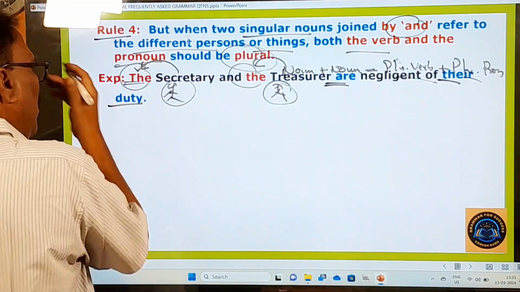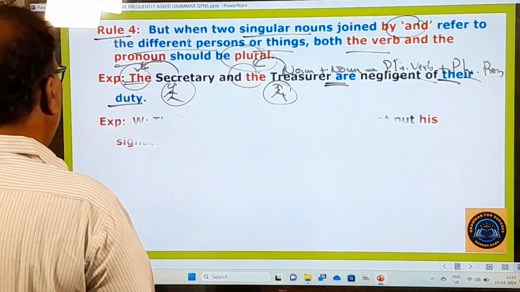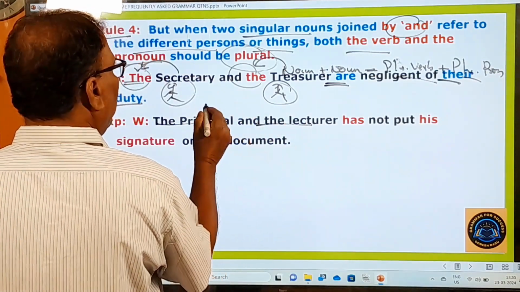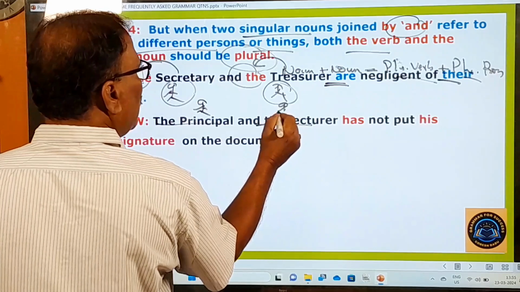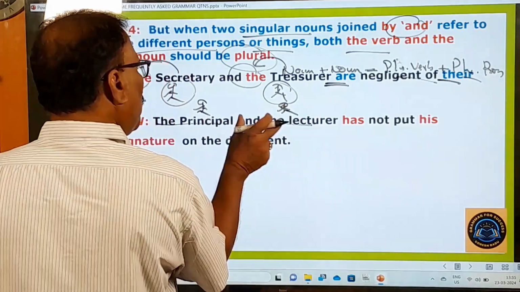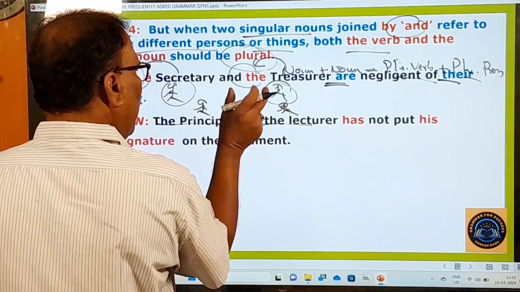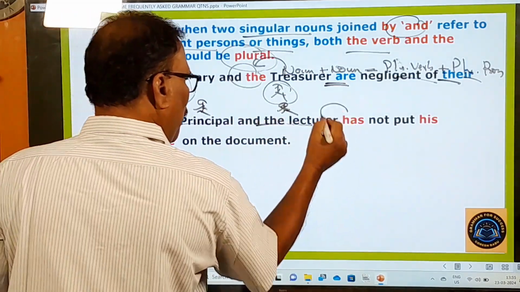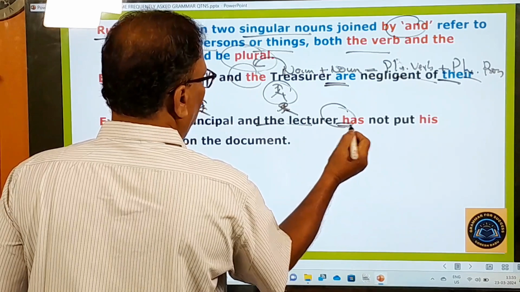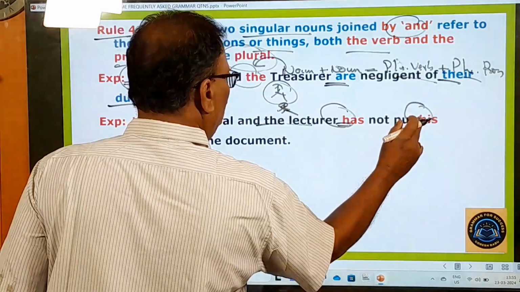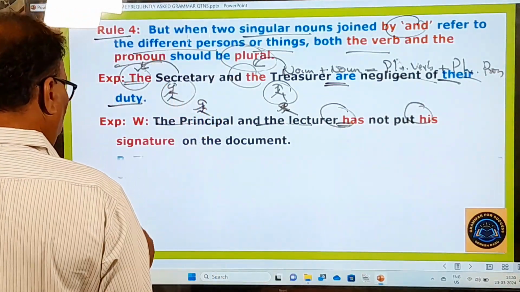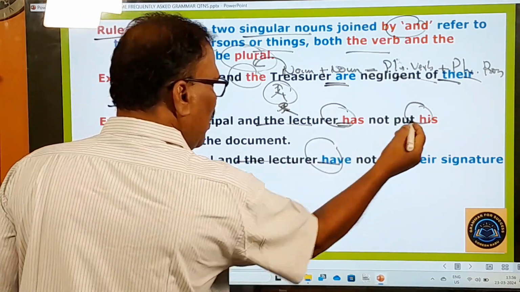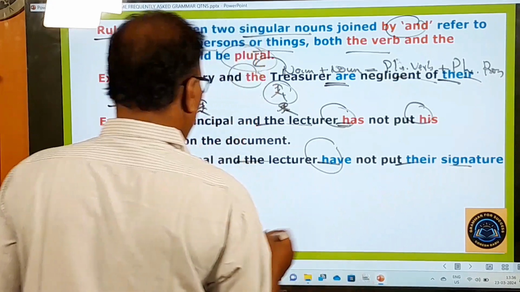That is correct. And now in the examination, what happens? Let us see that here. The principal and the lecturer. The principal is a separate person, the lecturer is a separate person. When they are two separate persons, that is plural. When they constitute a plural subject, how can you use a singular verb here? That's bad. How can you use a singular pronoun? That's bad. So that's why you have to say the principal and the lecturer have put their signature, right? Their signature, not his signature.